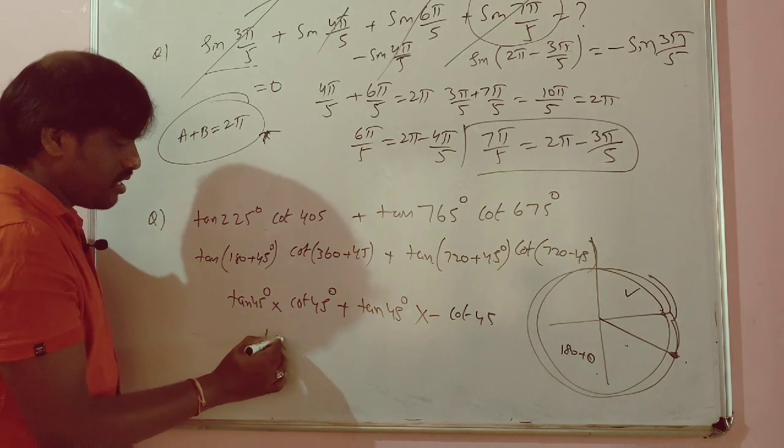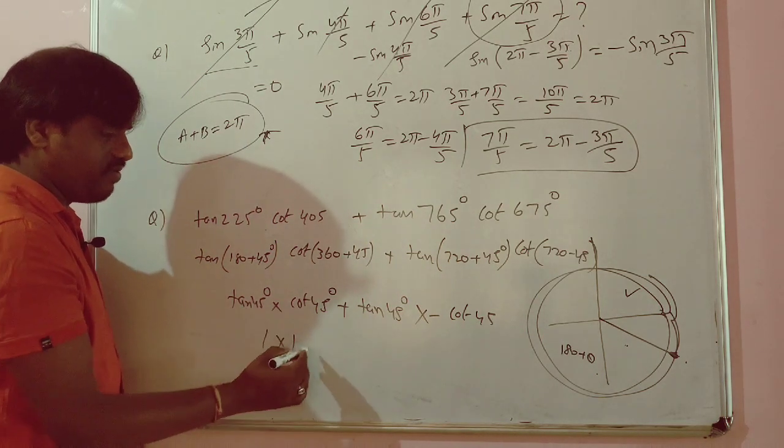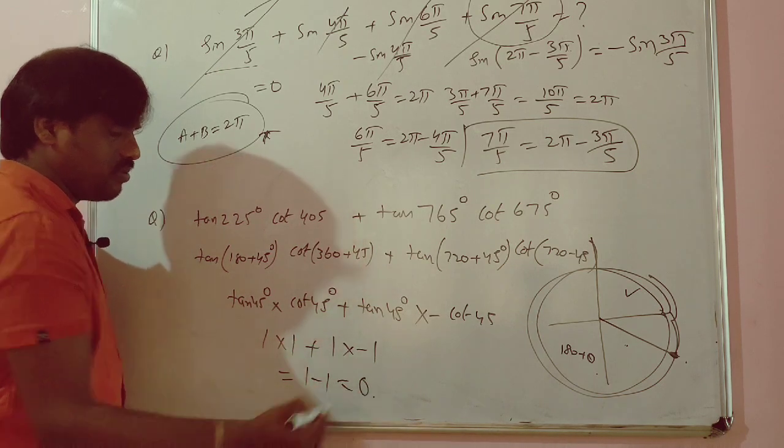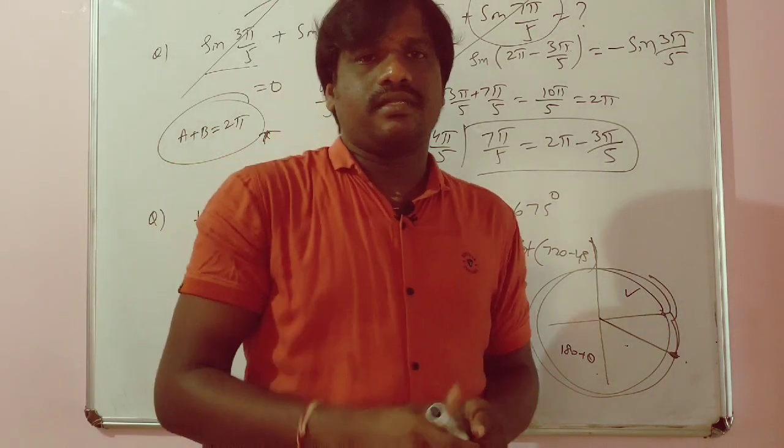So here it is 1 into 1, tan 45 is 1, cot 45 is 1, plus 1 into minus 1. That is 1 minus 1, which is equal to 0. Okay, take care, bye bye.